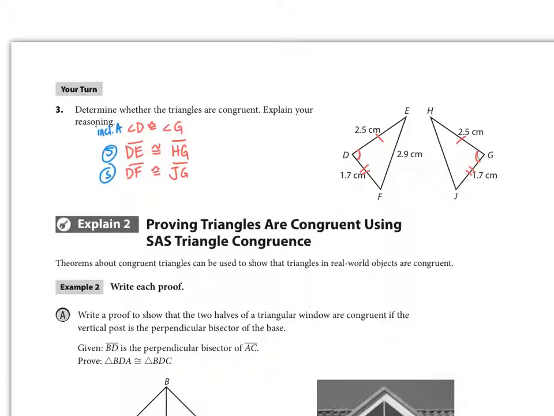So these two are congruent. Let's write our congruent statement. Triangle DEF is congruent to, let's make sure we get our order correct here, GHJ, and they are congruent by SAS. Two pairs of sides, a pair of included angles. That's all we need.